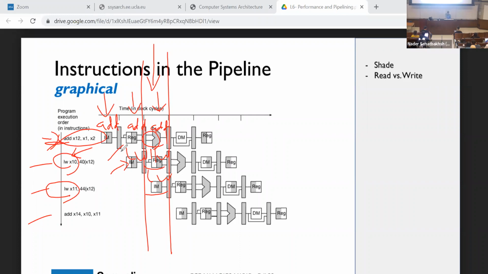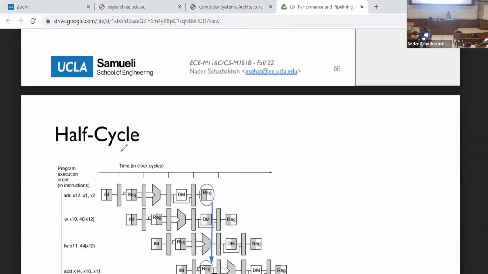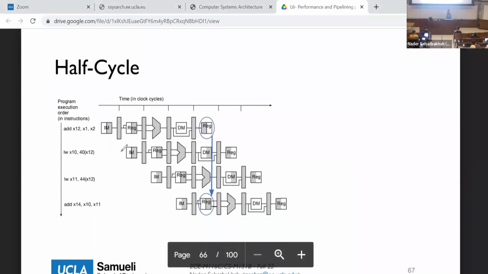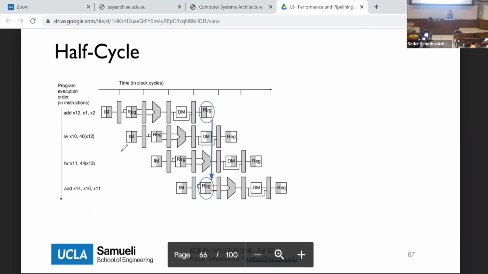Okay, so this is another way that we show this, and we're going to show it a lot, especially when I'm discussing data hazards. So just keep in mind that this is another way of showing the same thing. Somebody asked about what if we want to read and write in the same cycle, and that's the last thing I want to discuss today, and that's the concept of half cycle.